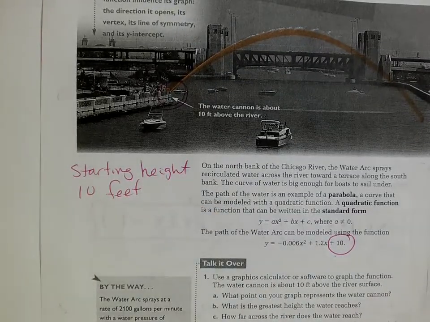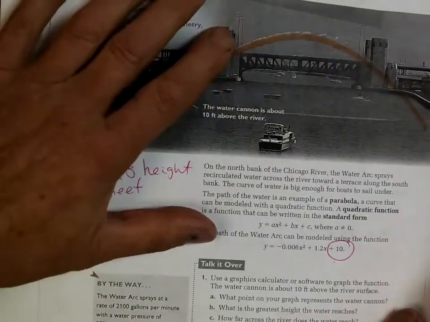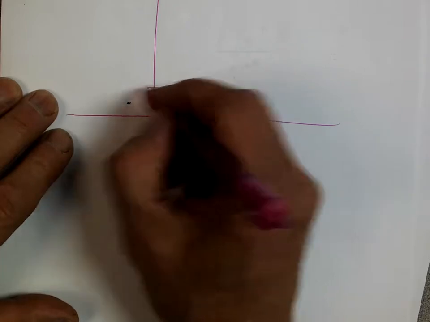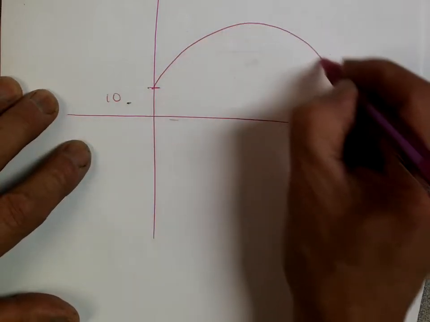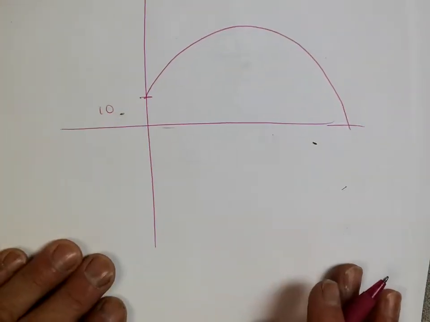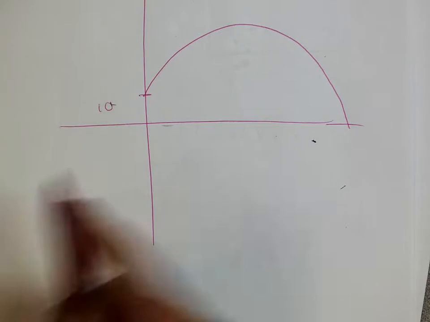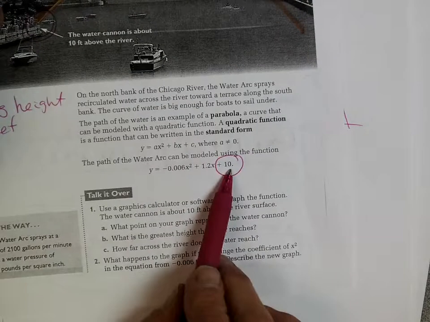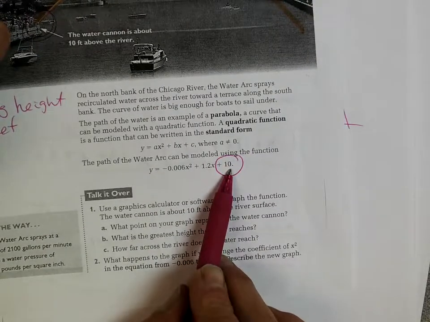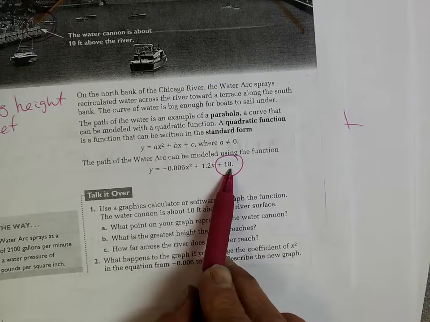If we were to take this whole parabola and just sketch it on a graph, it would look something like that, because of the plus 10. If I take away all the words and just draw a picture, it helps. So there's the 10. That 10 corresponds to the start of the water, which is the cannon height.